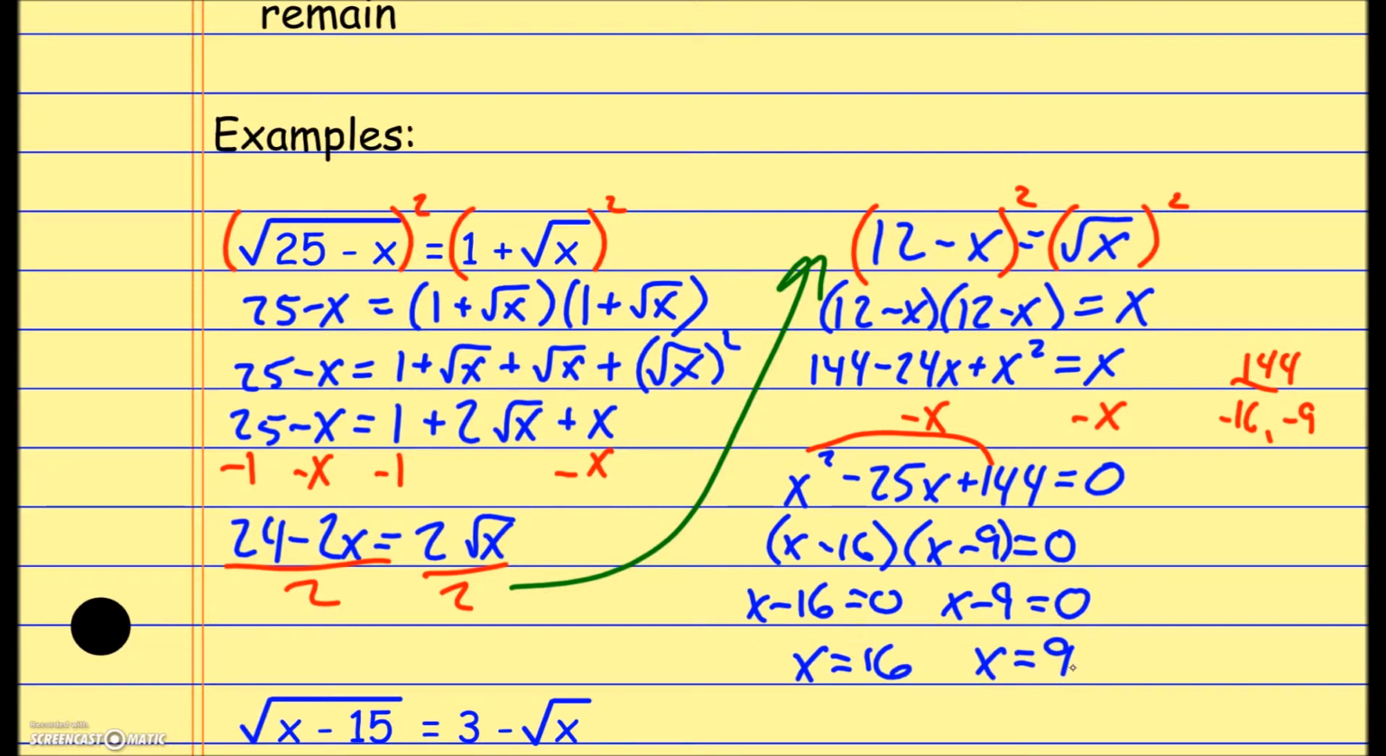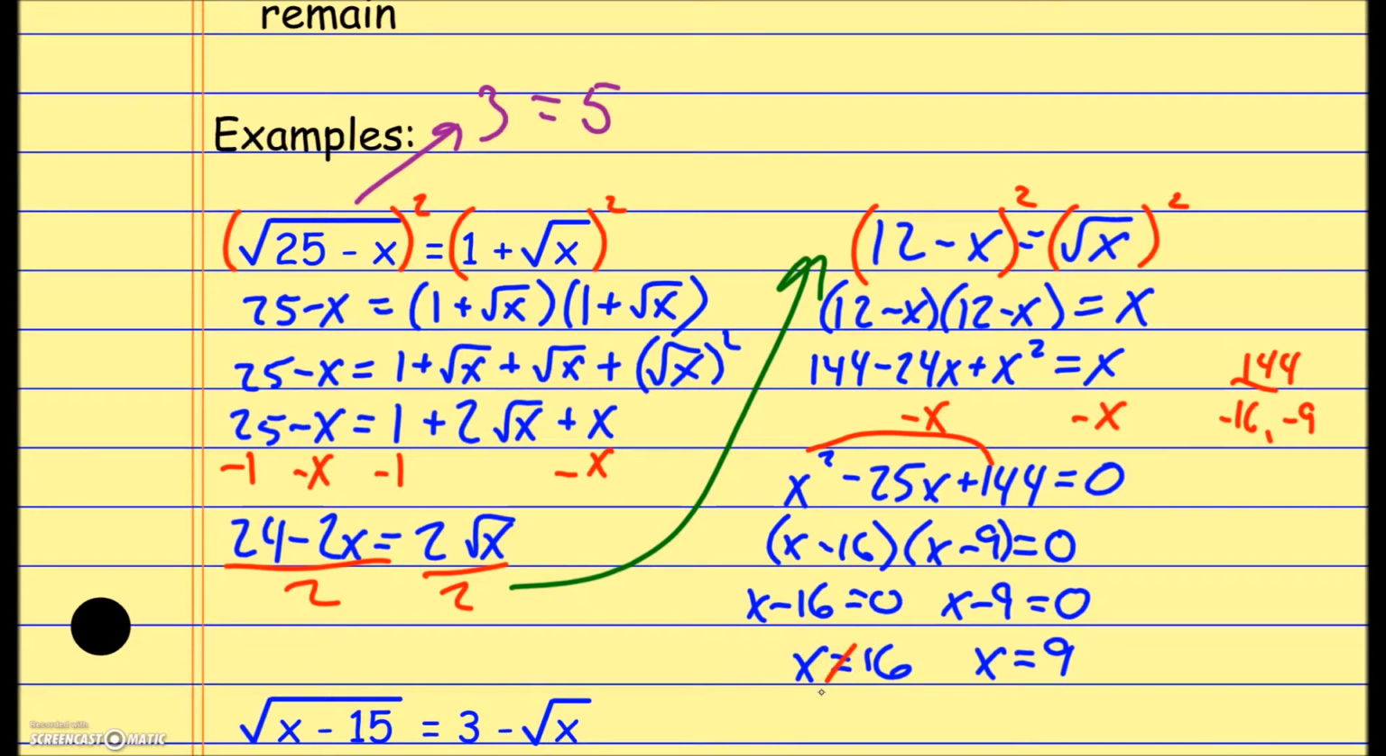So when I plug the 16 in, over here I've got 25 minus 16, which is a 9. The square root of that is a 3. Over on the other side, I have 1 plus the square root of 16. Well, the square root of 16 is a 4, so I have 1 plus 4, which is 5, which does not work, so the 16 is no good.